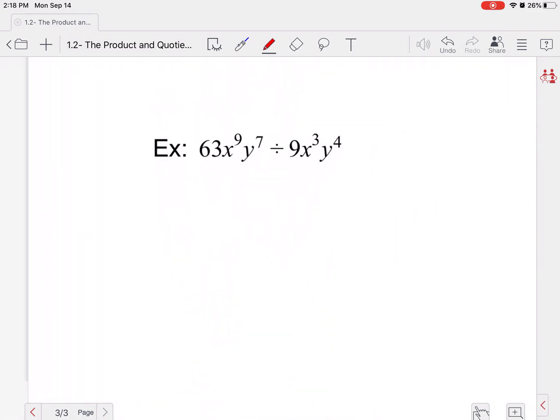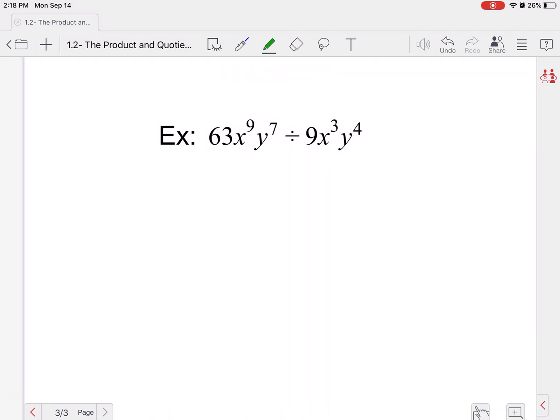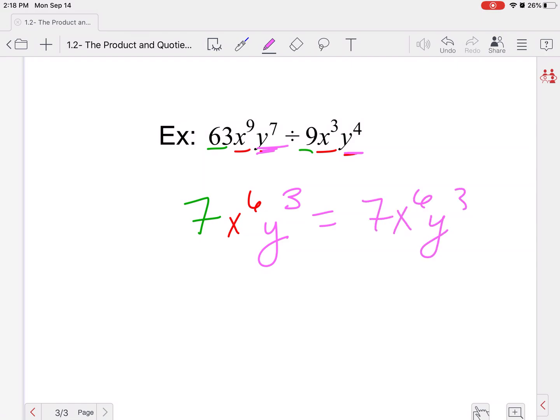Okay. Same deal here. When we have coefficients, which are numbers in front of the variables, we divide those like normal. So 63 divided by 9 is 7. I do not subtract them. I only subtract exponents. Okay, and then I'm going to look at my x's. Well, x to the 9th, x to the 3rd. 9 minus 3 is 6. And then we're going to look at our y's here, which I'm going to try and do in a different color. Y to the 7th, y to the 4th gives me y as my base, and then 7 minus 4 is 3. So my final answer would be 7, x to the 6th, y to the 3rd.